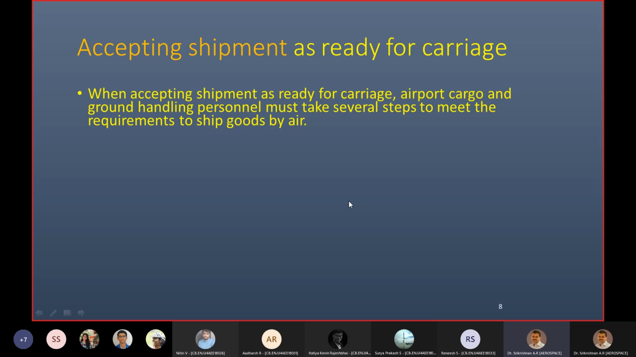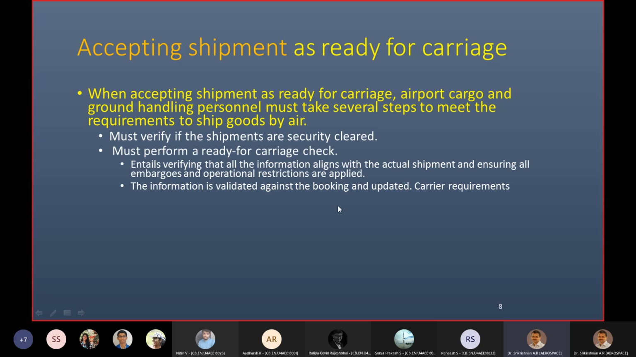the ground handling personnel, the airport staff, must take several steps to meet the requirements to ship the goods by air. Many of these points will rely on the rules and regulations of the country. So they need to be aware, and have the documents which say what can be carried and what cannot be carried, and what regulations are to be followed when anything is being checked in for cargo transfer.